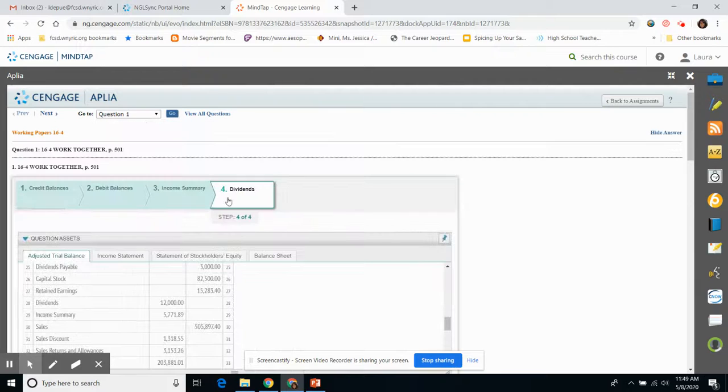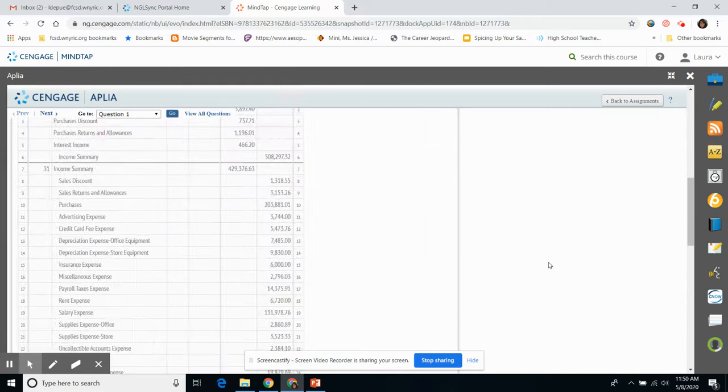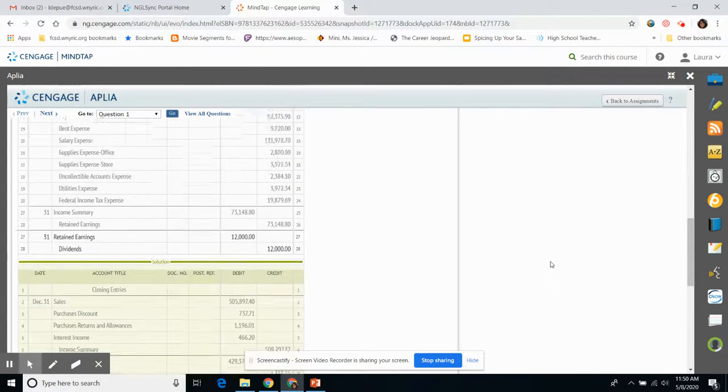So this should conclude these 4 steps, one for each of the closing entries. 16-4 work together, finish this problem, and go ahead and move on to your own problem.